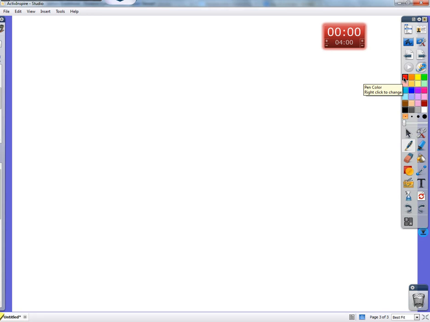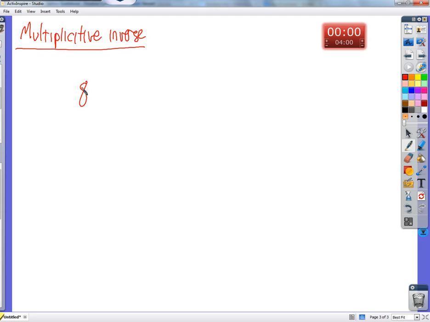I guess we could put this on vocab too. We're going to talk about something called a multiplicative inverse. Not a very difficult concept, okay? Multiplicative inverse is a number. Each number has its own multiplicative inverse. So the multiplicative inverse of 8 is the number, the only one, that you can multiply 8 by to get a positive 1. And so what is that number?